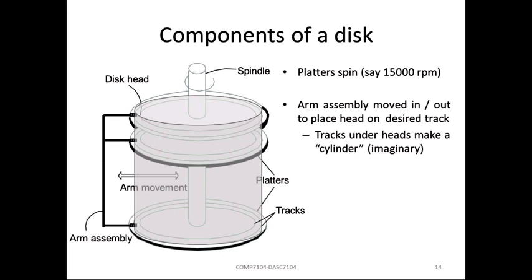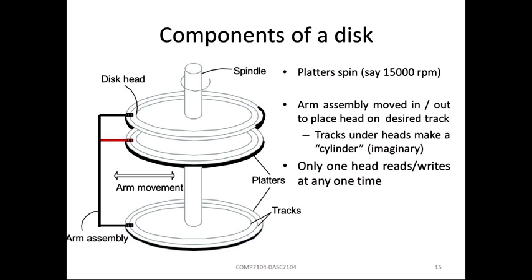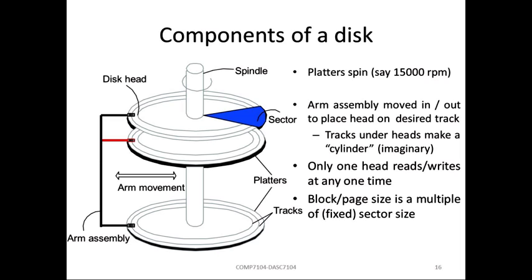At any given moment, only one reading head can be active. Only one head basically can read or write data at any given moment. And this is also very important to understand. So we cannot read in parallel from different platters. We also divide tracks into sectors. And we'll talk about a certain block or page size as a multiple of a fixed sector size.